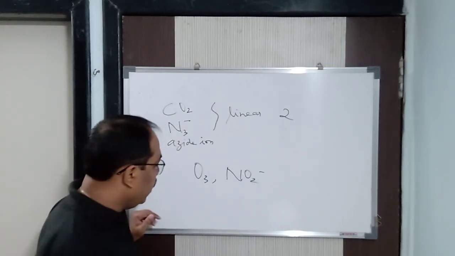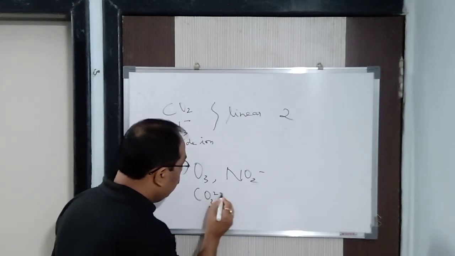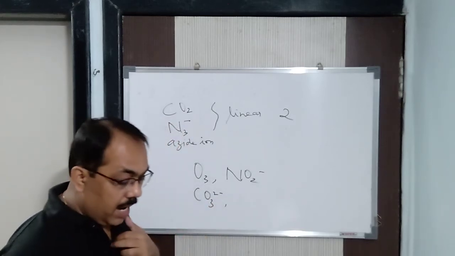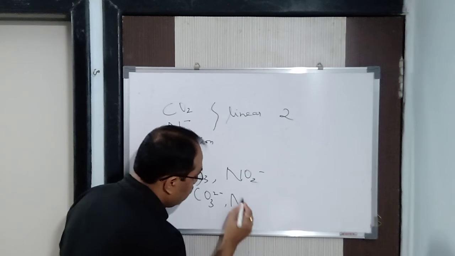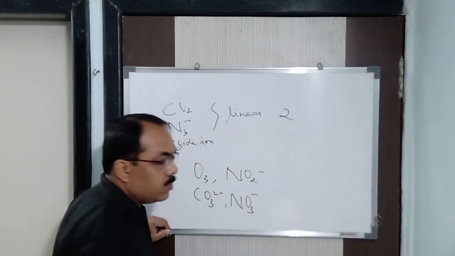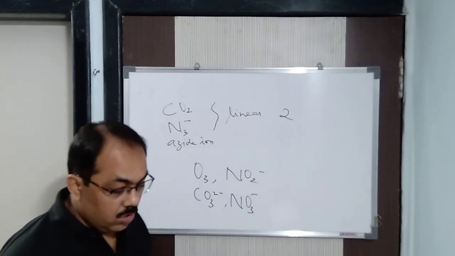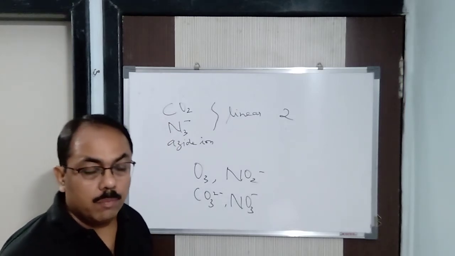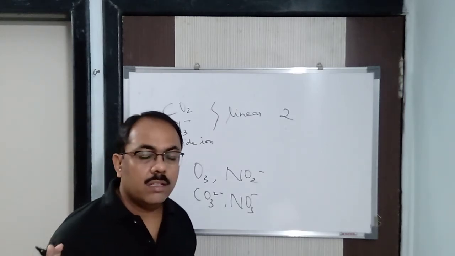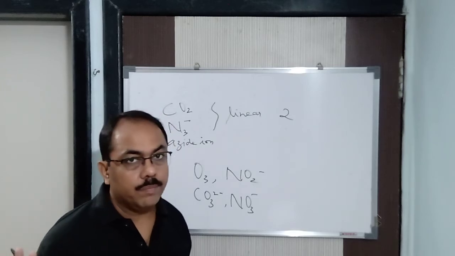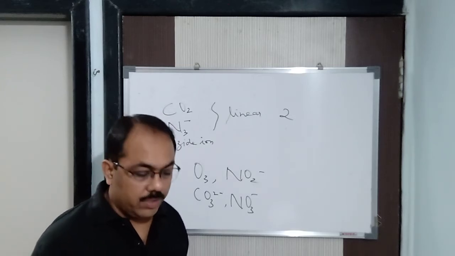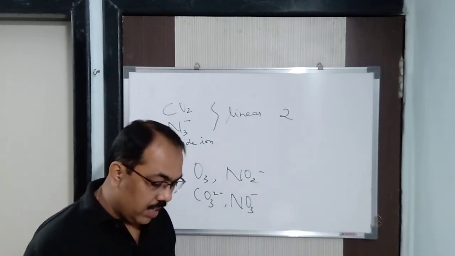Similarly, we have CO3 2 minus, and also NO3 minus. They are also isoelectronic species. They have the same number of electrons. You calculate it and see. You will find the shape is trigonal planar and the bond order is 1.33.